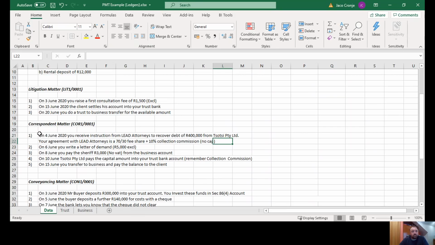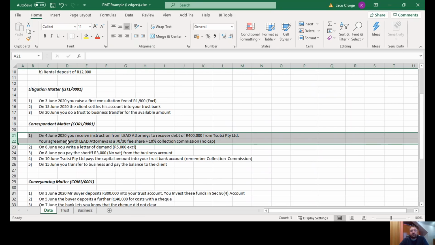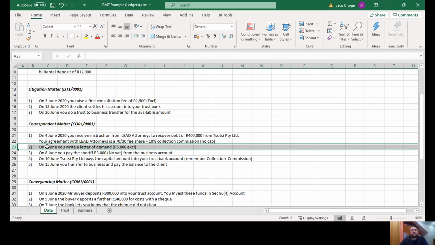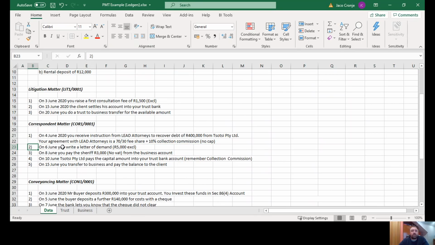So let's just read through this again and determine, is there actually a transaction in this first point? On the 4th of June, we receive an instruction to recover that debt. So there's no transaction there, and this just explains what the fee share is. So nothing to do there. Now, on the 6th of June, you write a letter of demand and you charge 5,000 Rand for that exclusive of VAT. So for that, we need to go and generate a fee.